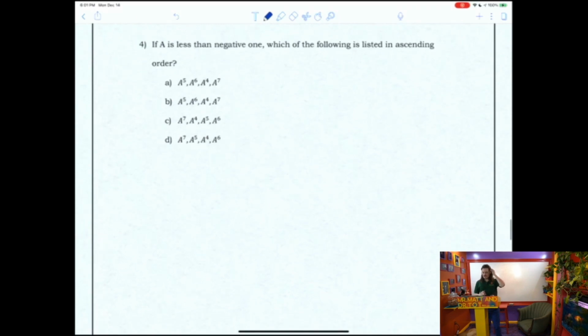Question number 4 asks, if a is less than -1, which of the following is listed in ascending order? We have a to the 5th, a to the 6th, a to the 4th, a to the 7th. So take a few moments and solve that problem, please.